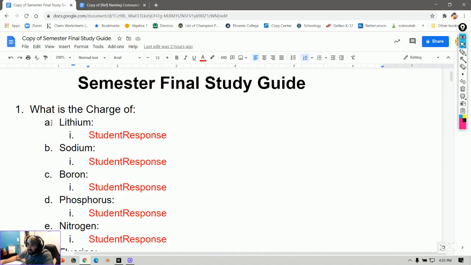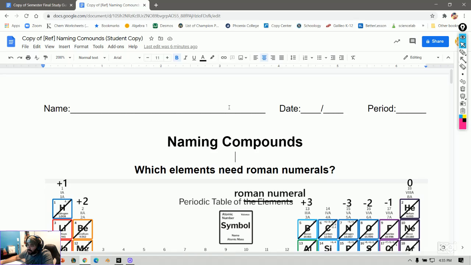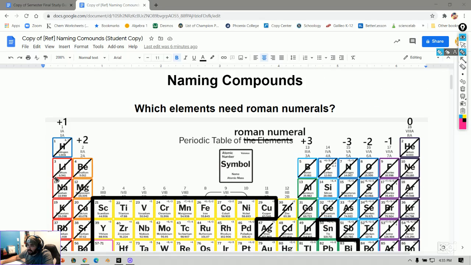So number 1, what is the charge of lithium? I'm going on the worksheet, I go here, lithium right here. The charge is at the top, -1 or +1, right? What you do to do this is you find the element and you go directly up. Okay, the charge is +1.